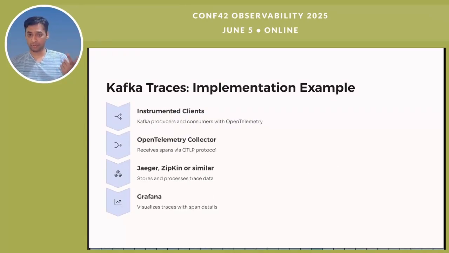Instrumented clients with the OpenTelemetry collector will actually receive all those spans via the OTLP protocol. Things like Jaeger, Zipkin, or similar systems can actually store and process those trace data sets. And Grafana, in the end, can again visualize those traces with span details. So again, it's on you how you want to implement it. These are options which are available. You can go and find better options if you have. Please don't think that Grafana is the only option in the world. As I said, these are my preferences which I use, but you can use whatever you like.